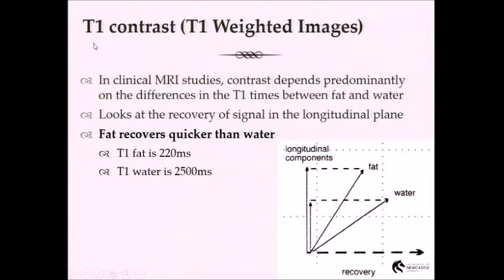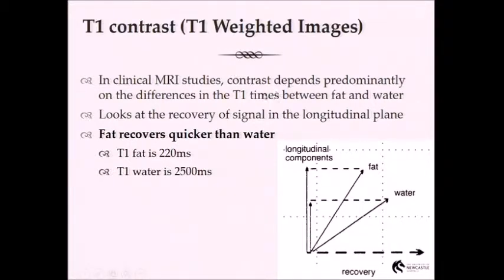So again, in clinical MRI studies, the contrast depends. In a T1 weighted image, the contrast depends predominantly on the differences in the T1 times between fat and water. Remember I said yesterday that when we look at MR images, essentially what we're looking at is the spatial distribution of fat and water within the human body. That's essentially what clinical MR is.